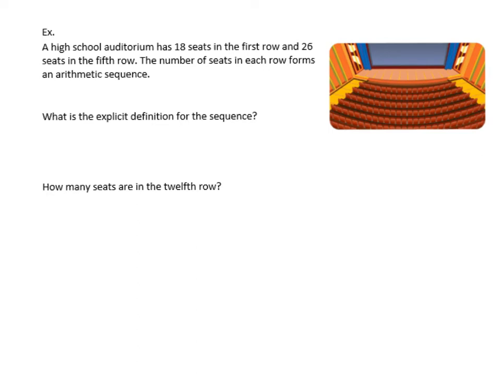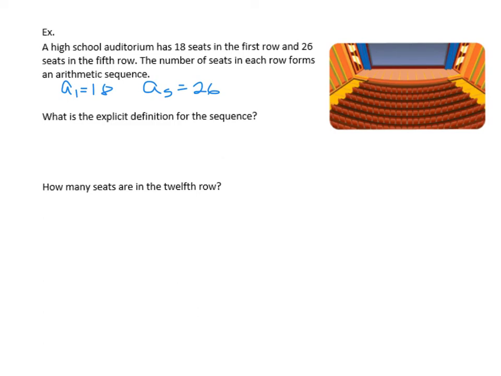Now let's use what we know about the explicit definition with a little application. A high school auditorium has 18 seats in the first row and 26 seats in the fifth row. The number of seats in each row forms an arithmetic sequence. What is the explicit definition for the sequence? And then how many seats would be in the 12th row? Well, using what we know, the first term in the sequence is 18, a sub 1. But it doesn't say how much it increases in each row. We just know that by the time you get to the fifth row, there are 26 seats.